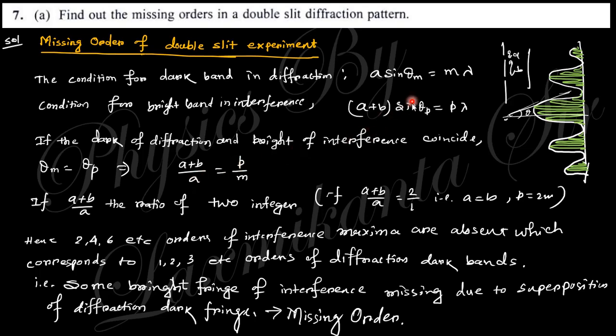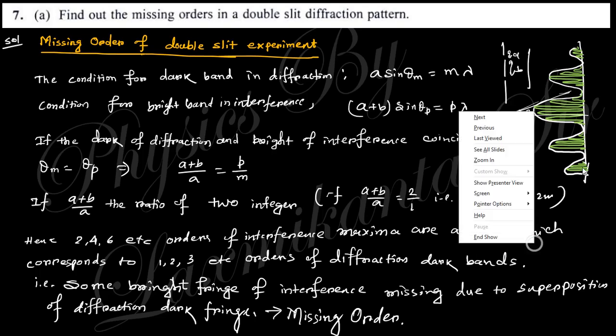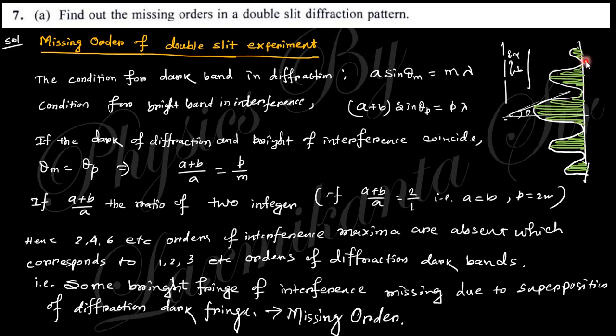So at that condition, if you equate these two things, you will finally obtain this relation. And this is a ratio of two integers. If we consider these two integers like that, you can see the 2nd, 4th, 6th orders of interference are absent because they coincide with the minimum condition, or the dark condition, of the diffraction pattern, and this is known as the missing order.